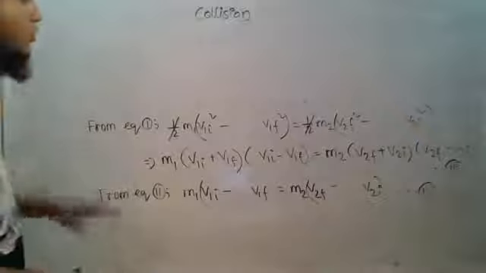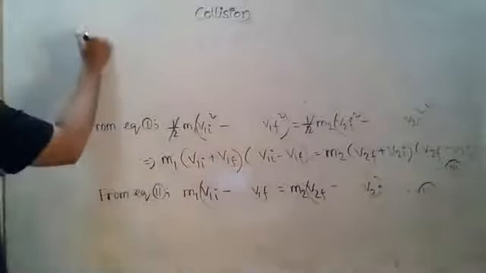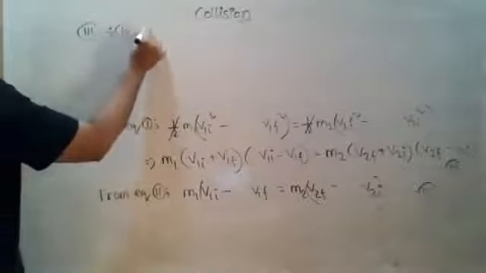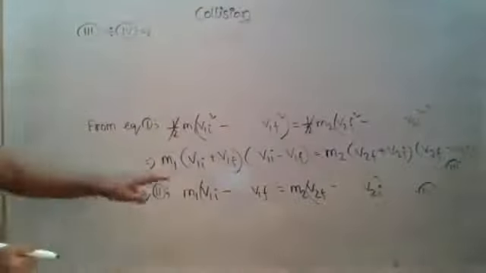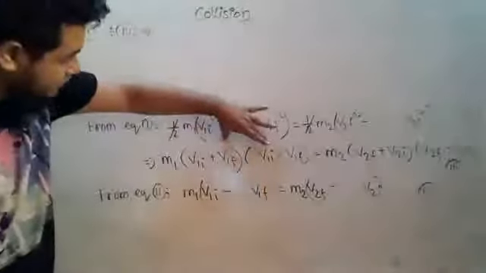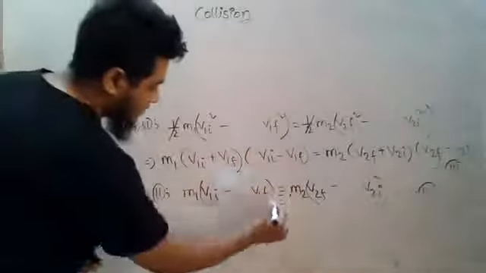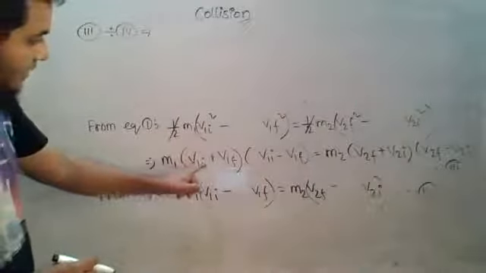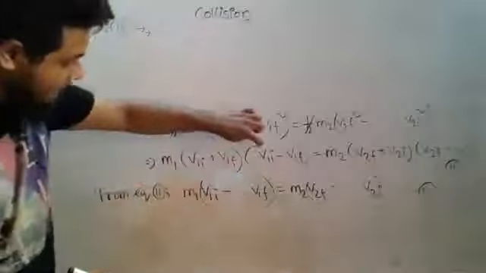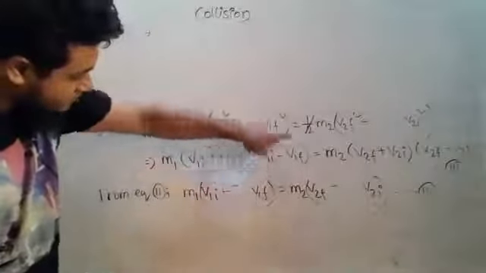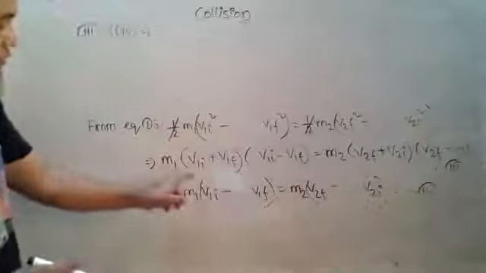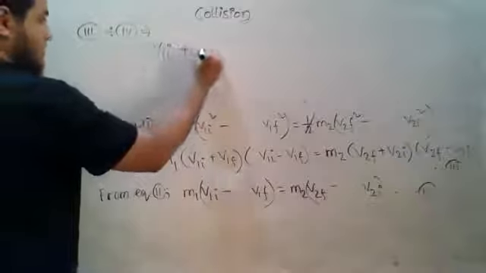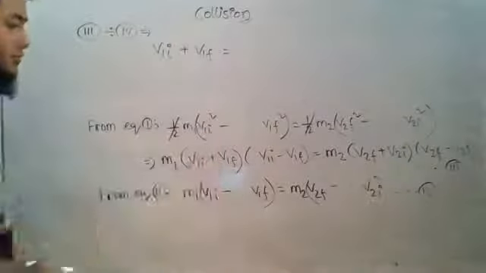Okay, now we will do division. Equation 3 divided by equation 4. So if you notice, if I divide the left side of equation 3 by left side of equation 4, then what will happen? M1, M1, they will get cancelled, and V1I plus V1F, this one will remain, but V1I minus V1F, this one will get cancelled by this. Okay, so what will remain? V1I plus V1F. This one only will remain in the left hand side.